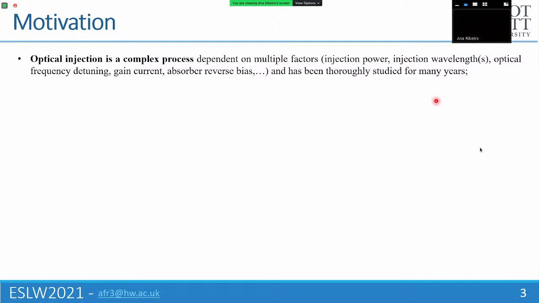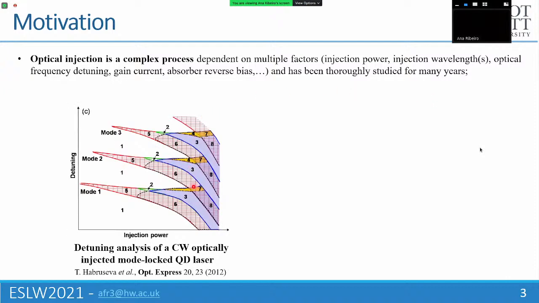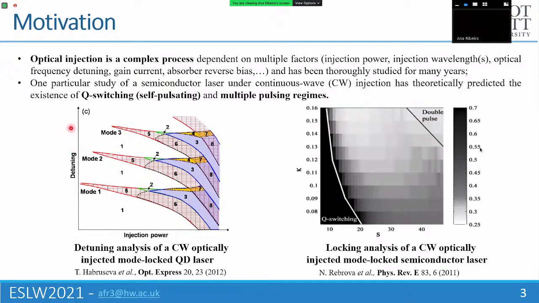Usually, you see in papers optical injection presented as bifurcation maps, where you can see all the different regions of behavior of the quantum dot laser. These maps are usually shown in the form of injection power versus detuning between the injection wavelength and the wavelength of the injected laser, which in the case of a mode-locked laser is simply the closest optical mode to the injection wavelength.